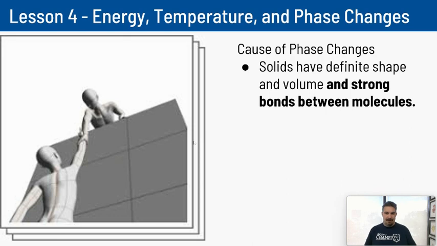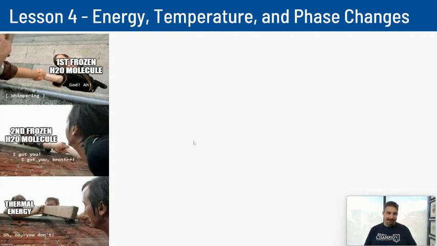Solids have a definite shape and volume, and there are strong bonds between those molecules. They're holding on tight, like we see here, this guy trying to save his friend, holding on real tight. Okay, so you got a little joke here. So first frozen molecule, right, hanging here. Second one, I got you. And then we have thermal energy there. Oh, no, you don't. Hopefully you've seen a little bit of Always Sunny to get that joke.